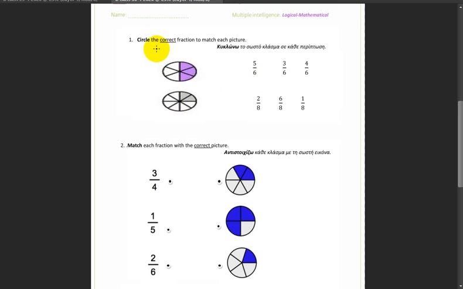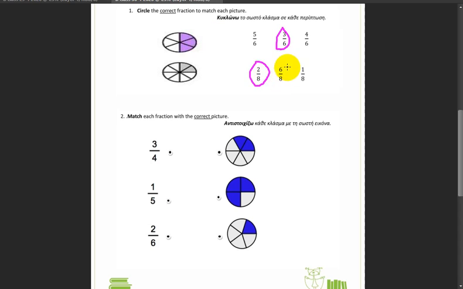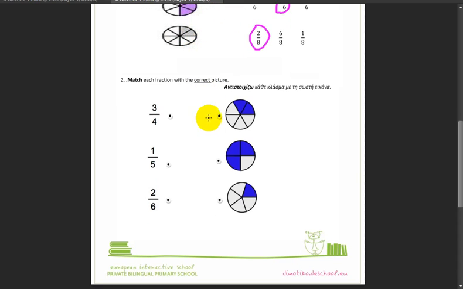Thursday's worksheet. First one says circle the correct fraction to match each picture. So what part of this picture is colored? That would be 3 out of 6 pieces, so 3/6. Next up here we have 2 out of 8 pieces, so 2/8. Again, here you might have gotten a little confused because there's the 6/8, but again, remember it's asking about the colored part. So that's these 2 pieces.